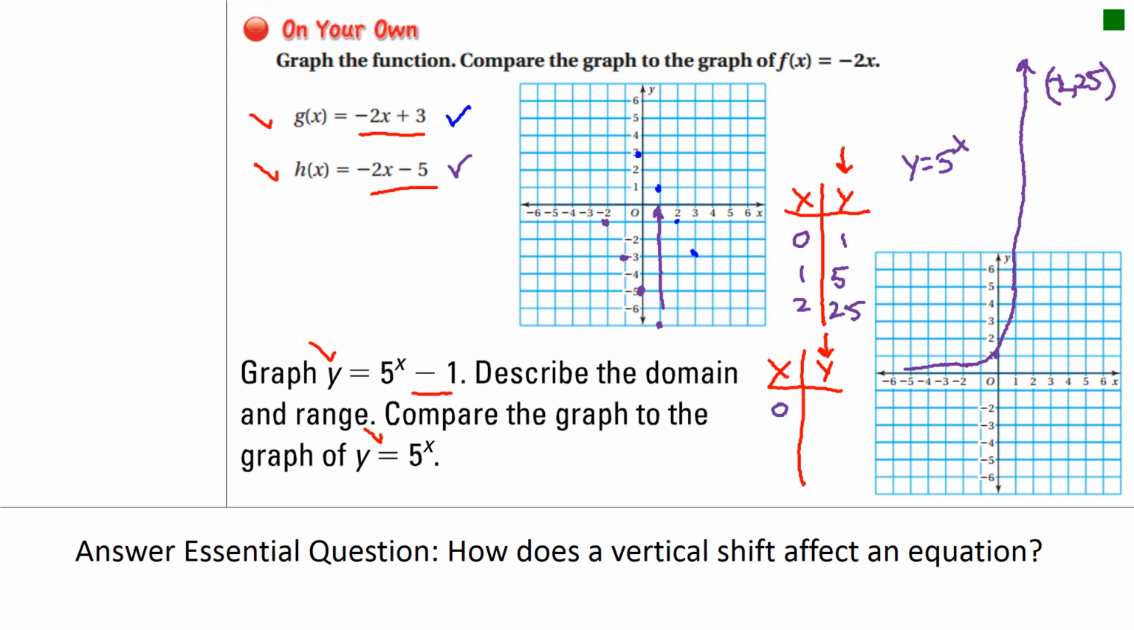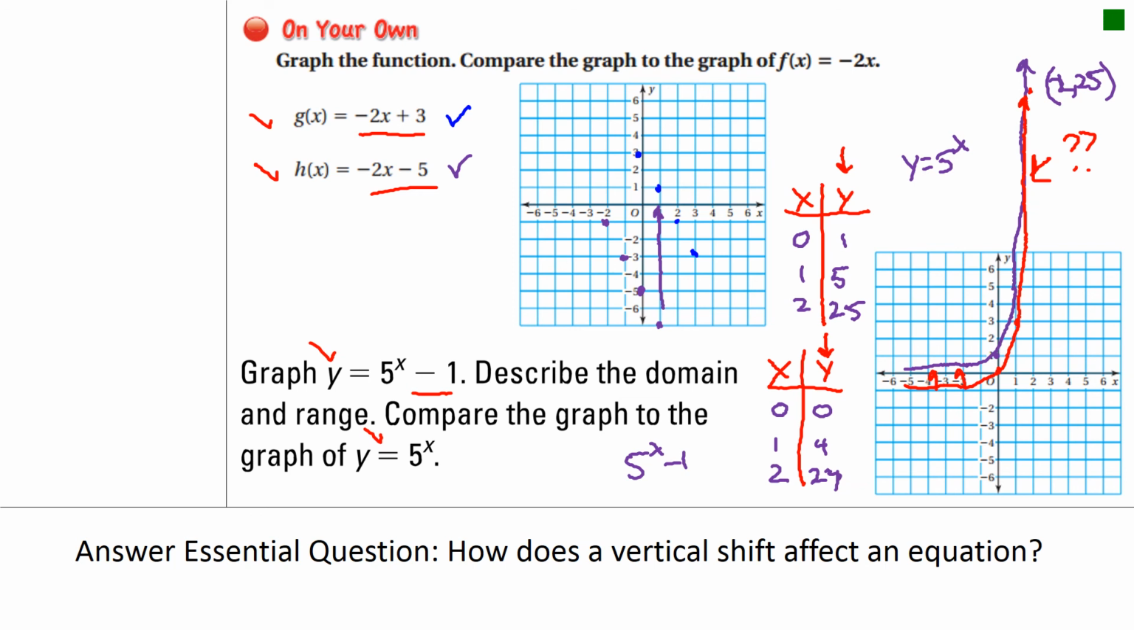Trying these next group for 5 to the x minus 1, and we get 0, 4, and 24. And you can see that in each case, all of those points are going to be just below the purple graph. What's going on there? Well, they're so close together that it's hard to tell that they're one apart. Down here, it's a lot easier to tell.